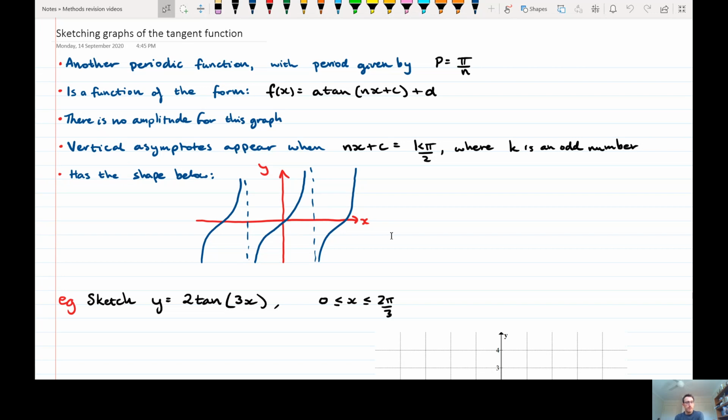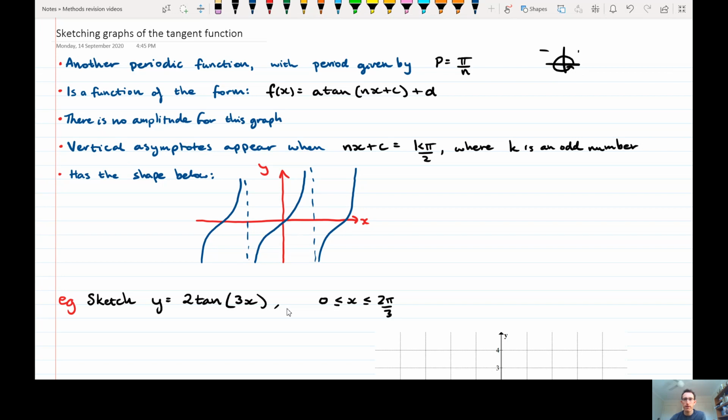So the tangent graph is a periodic function, just like sine and cosine functions, but the period is only pi over n. So remember the other ones are 2 pi over n, so this is exactly half of those periods. And that's all to do with the unit circle. In the unit circle for sine and cosine, to get all possible solutions for sine and then repeat, it's plus, plus, minus, minus. So you've got to do a full circle before the cycle repeats. Same with cosine, you have positive, negative, negative, positive. So you have to go around the whole circle before the pattern repeats.